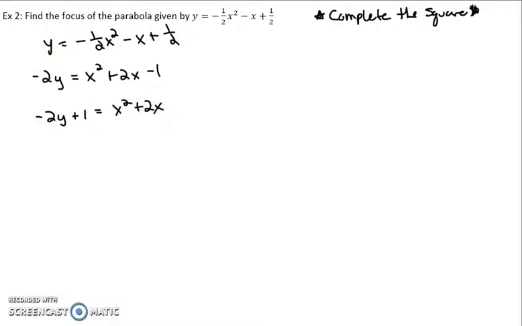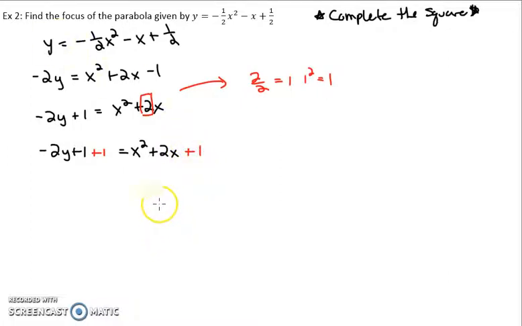Now here's where the completing the square part jumps in. We want to take that 2 and divide it by 2 and then square that answer. What we're going to do with that 1 is add it to each side. So we're going to get negative 2y plus 1, and we have this new plus 1, equals x squared plus 2x, and then this new plus 1.